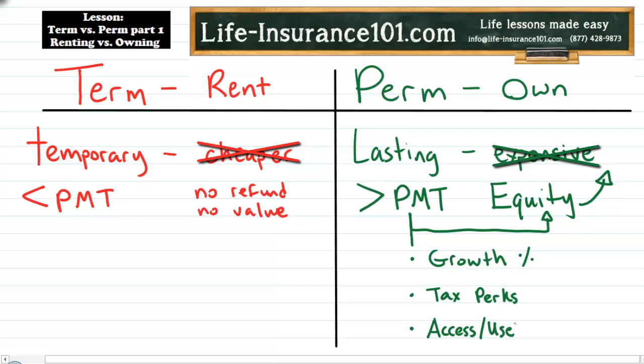So let's talk about access and use of your equity while in permanent life insurance. Unlike with home ownership, where the only way to access your equity is to either sell and liquidate the property or to acquire a loan against it, with permanent life insurance, you can withdraw your equity at any time for any reason. And as long as there's enough growth in there to sustain the policy, it will continue.